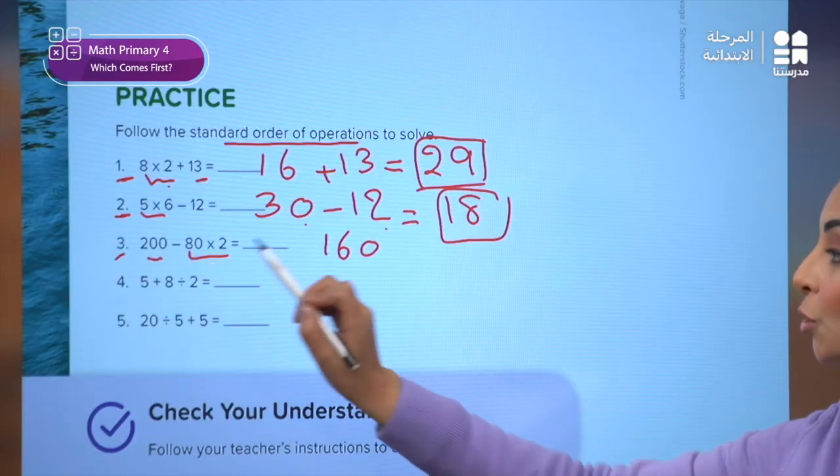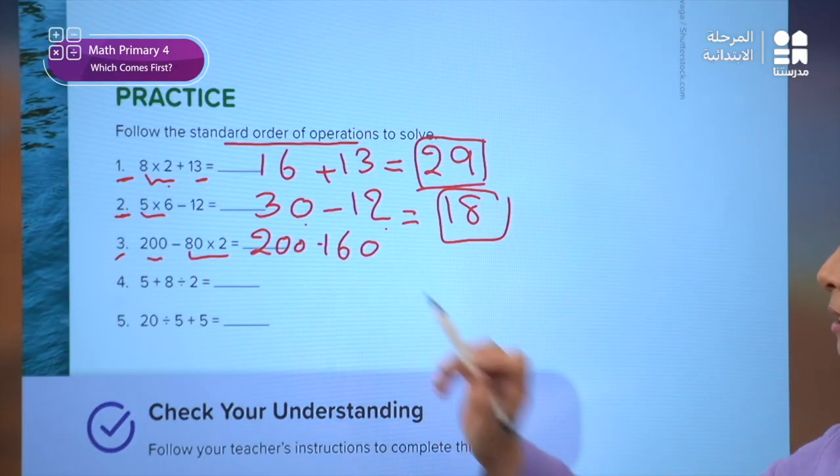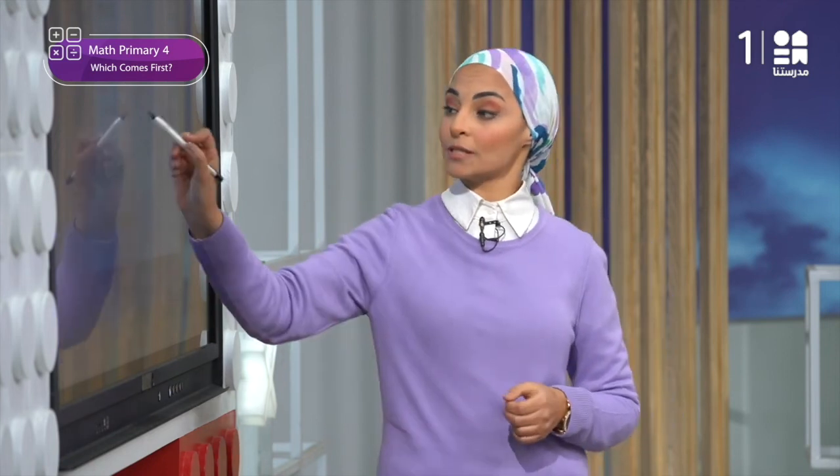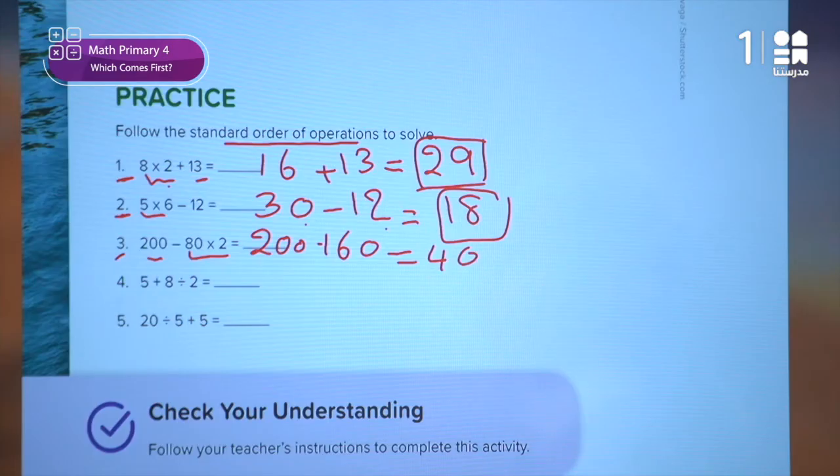And now problem number 3 started with subtraction followed by multiplication. First subtraction and then multiplication. Well, as we agreed, I will multiply first. So I will do 80 times 2. 80 times 2 equals what? Yes, 80 times 2 equals 160. And don't forget to do 200 minus 160. 200 minus 160 gives me what? Yes, you can use any strategy to know the difference between these two numbers and the answer will be 40.